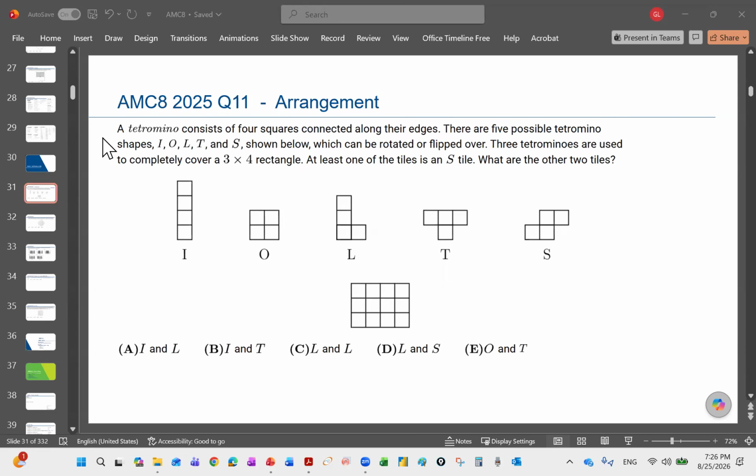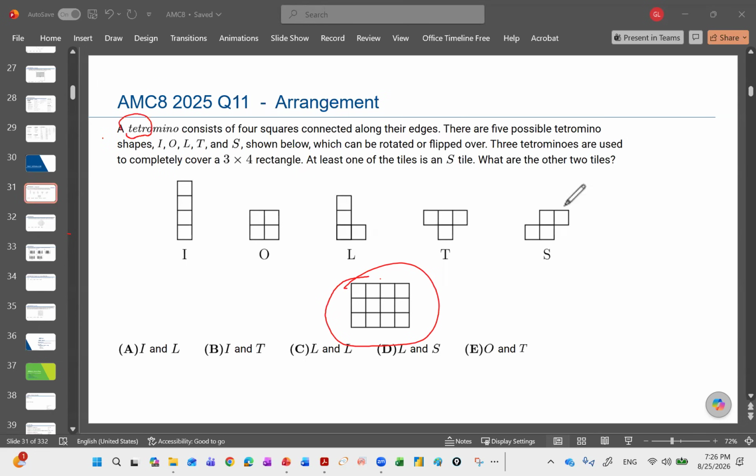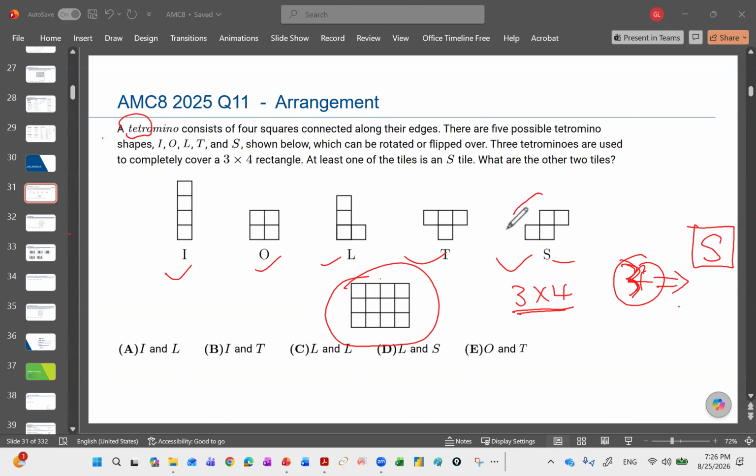So first, the easy part. Each tetromino is made of 4 squares, and they have many different kinds of potential shapes. Right now you have this part, which is 3x4, 3 times 4. So you need 3 different pieces of 4 blocks. One of them is already designated as S.